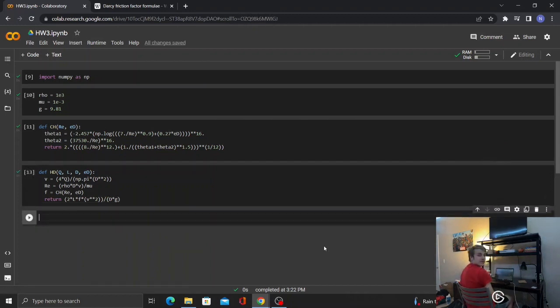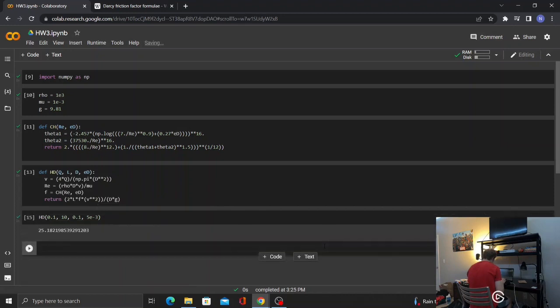So let's first just make sure that this head drop function works. We're just going to try to get a flow rate of 0.1. We'll say that the length of the pipe is 10, diameter we'll say 0.1, and the roughness 5e to the negative third. And as you can see here, we get a head drop of about 25.18 meters in these conditions here.